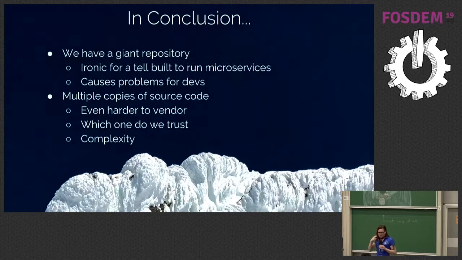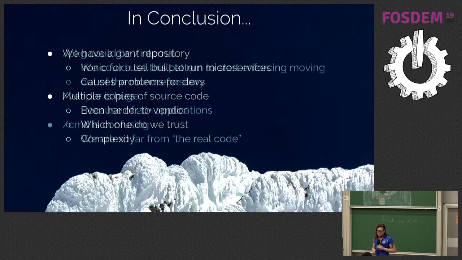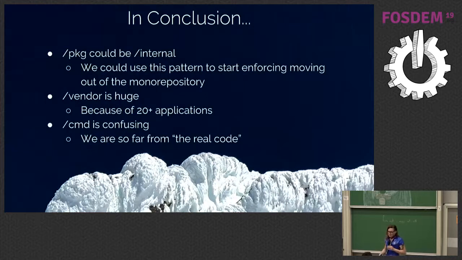We have a giant repository. This is ironic because we use Kubernetes to build microservices, and this giant repo causes a lot of problems for engineers and people trying to get started in the Kubernetes code base. There are multiple copies of the source code, which is a source of truth problem, and that makes it even harder for us to vendor. Furthermore, it introduces complexity. We can move package to internal, and that would start enforcing vendoring guarantees as we refactor our code. And furthermore, slash vendoring is huge right now, and we would be able to slim that down a little bit. Last but not least, CMD is confusing.